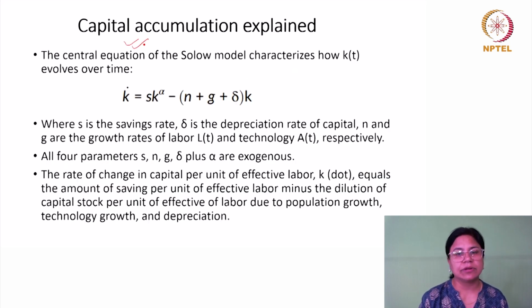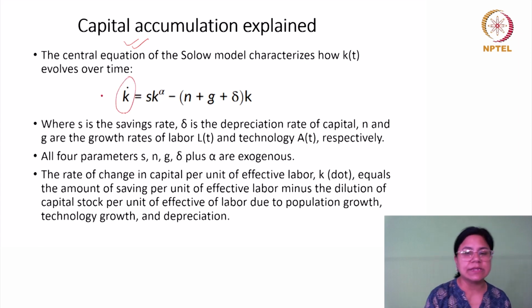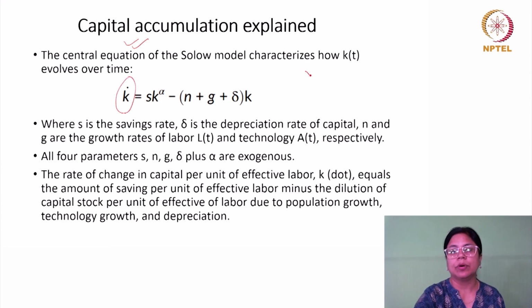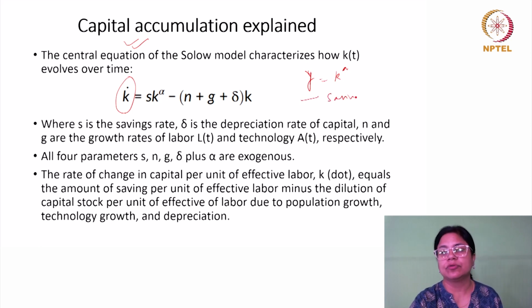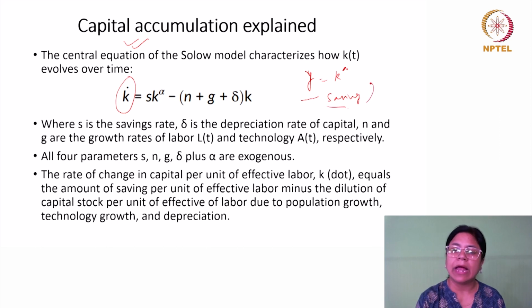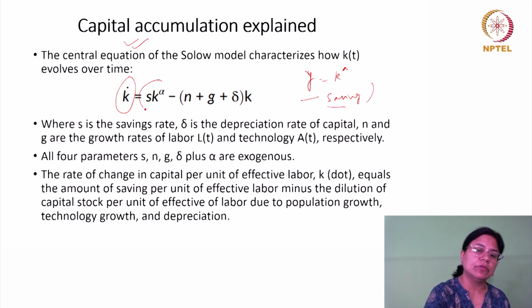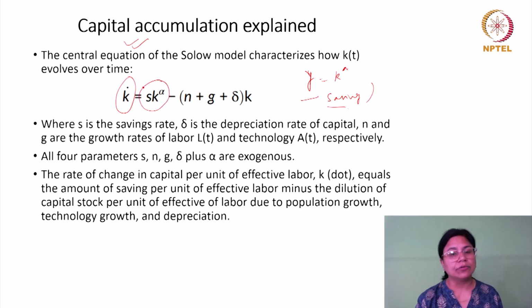The central equation that we get from this model talks about how the capital accumulates or grows over a period of time. In that context, we will see that a certain portion of output, which is now a function of your K, is being invested through the savings. So that will contribute to your capital accumulation. That is the main source through which the accumulation happens.